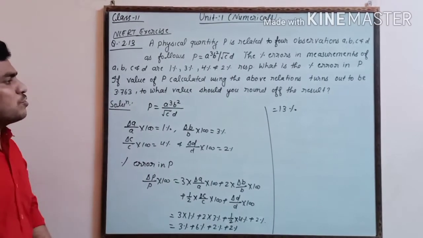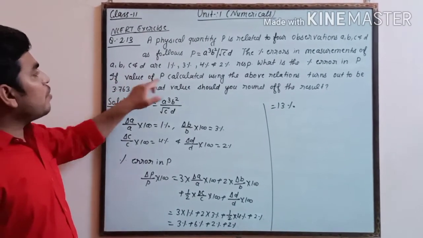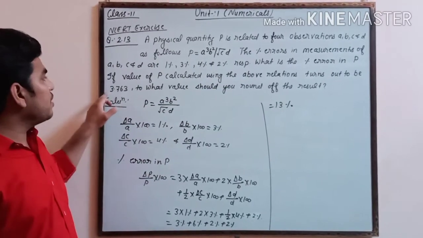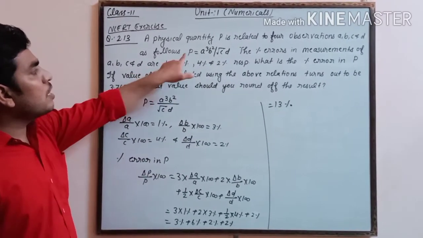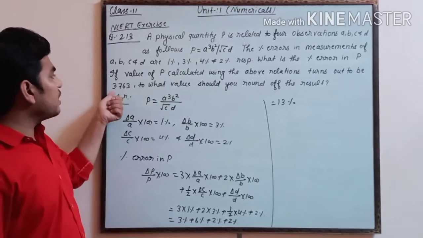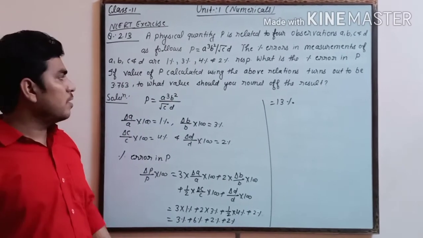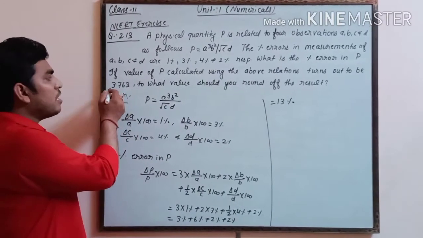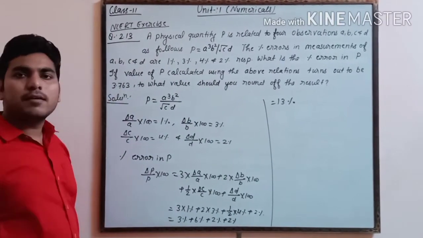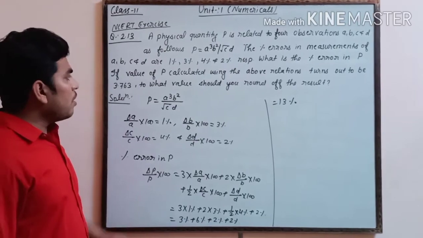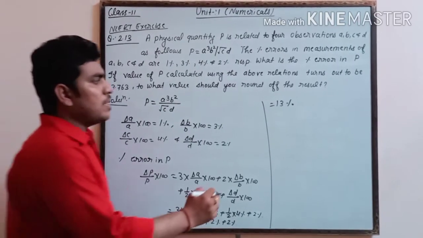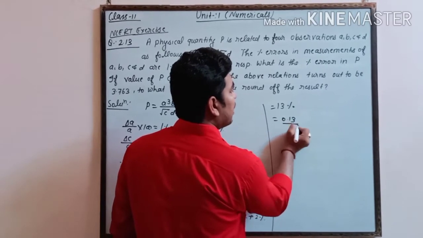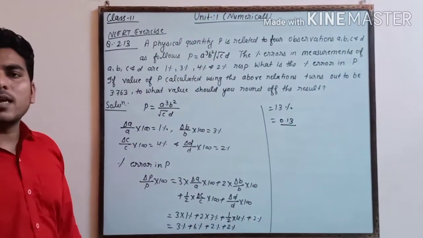Now the second question is, if the value of P calculated using the above relation turns out to be this, यानी अगर P की वैल्यू इस रिलेशन को यूज करके 3.763 आती है, तो to what value should you round off the result, हमें इसकी कितनी वैल्यू तक इसे राउंड ऑफ करना चाहिए. ओके, सो अब इसका डिसीजन कैसे होगा? इसका डिसीजन होगा यहाँ से. This is the percentage error. It means this is 0.13.